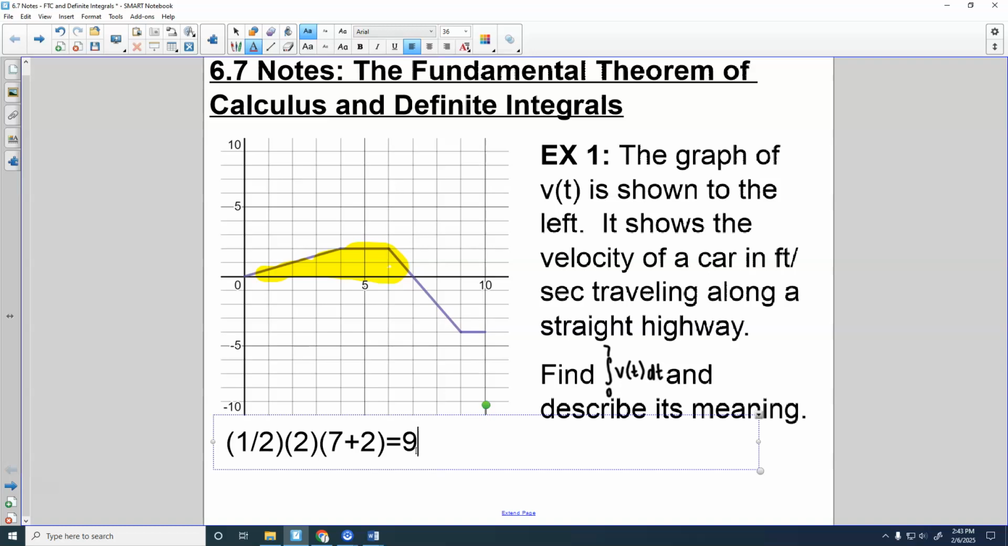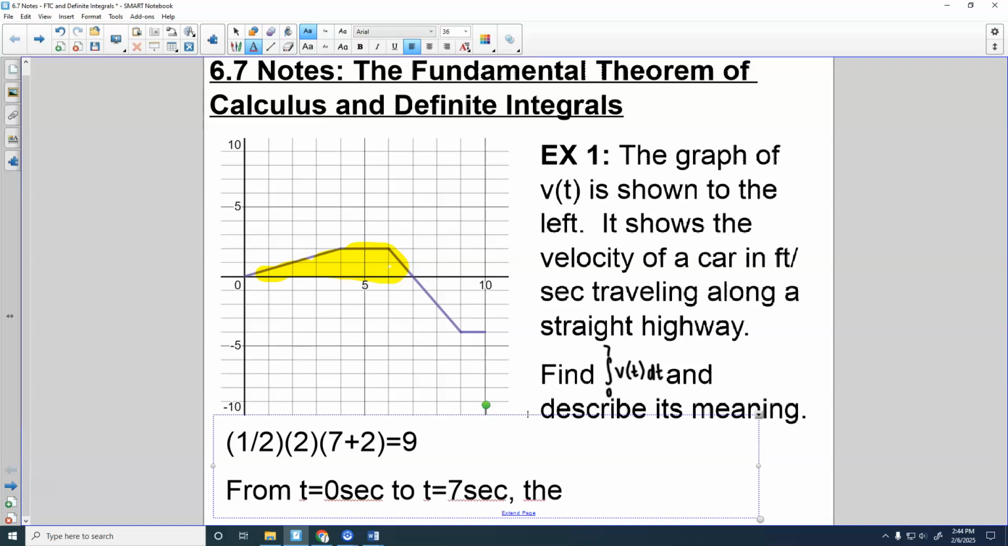What does that mean in terms of a car traveling along a straight highway? Okay, 9 feet, over what time period? 7 seconds. So from t equals 0 seconds to t equals 7 seconds, the car travels 9 feet. I guess somebody is pushing it. It's only gone 9 feet in 7 seconds. Not very far.